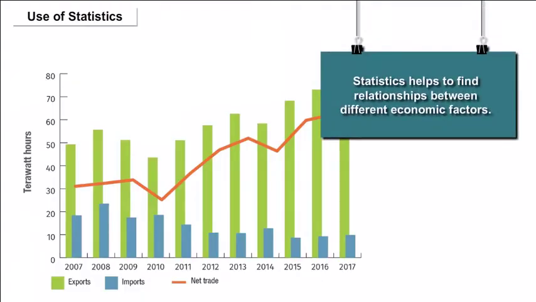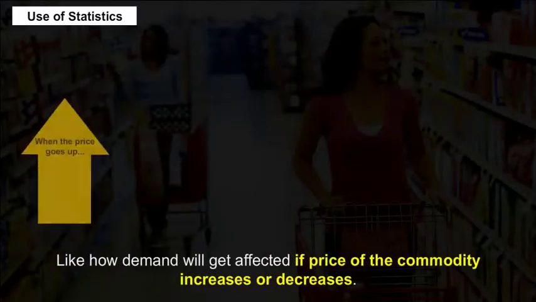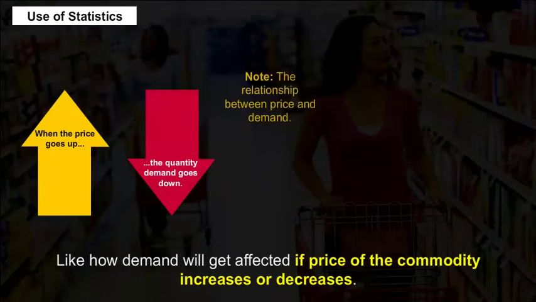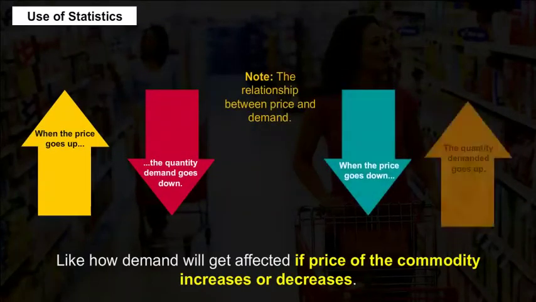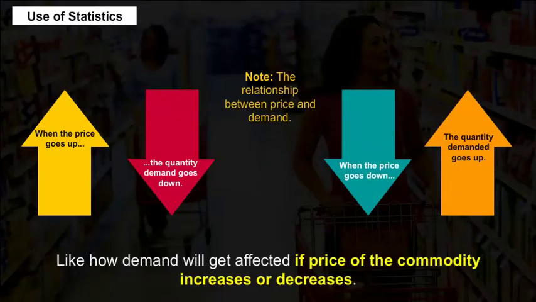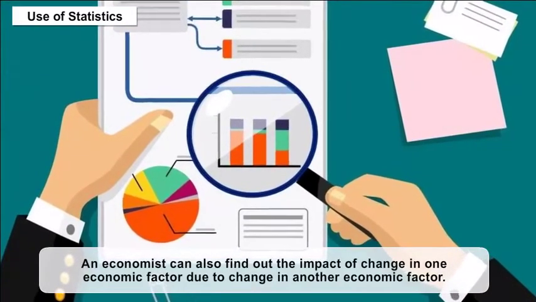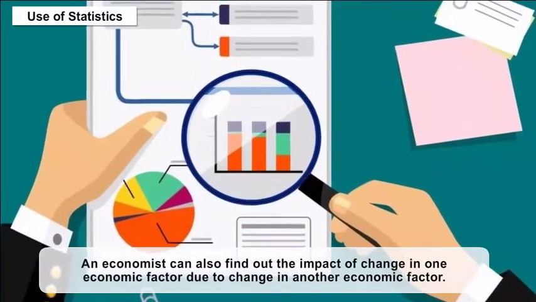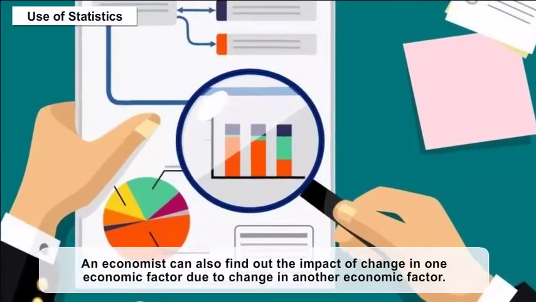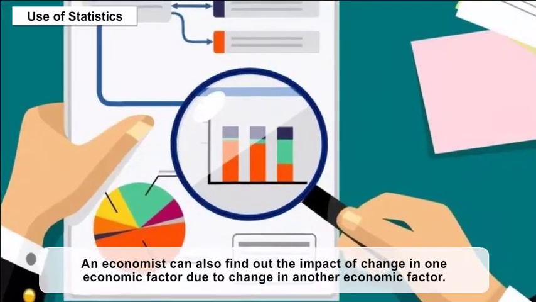Statistics helps to find relationships between different economic factors, like how demand will get affected if the price of the commodity increases or decreases. Such relationships can be easily verified by applying statistical methods to their data. An economist can also find out the impact of change in one economic factor due to change in another economic factor.